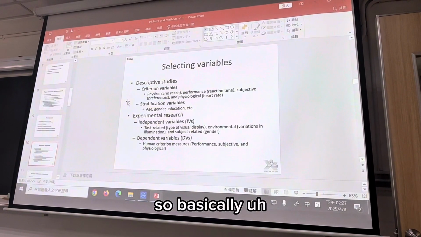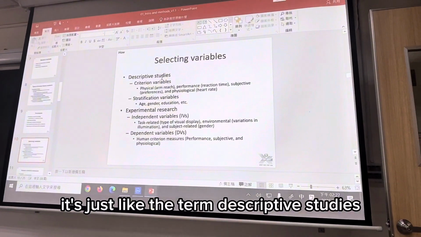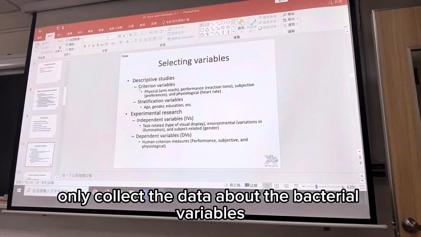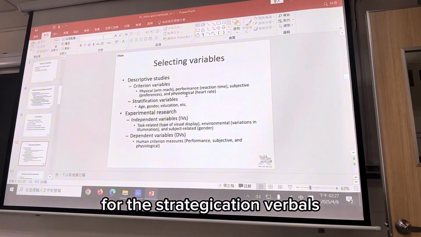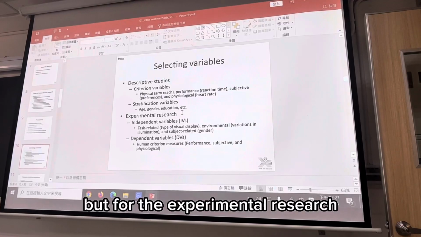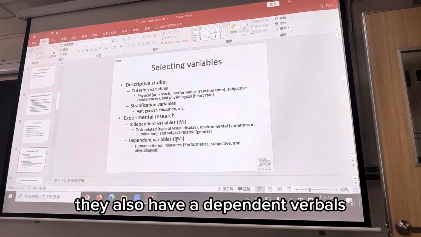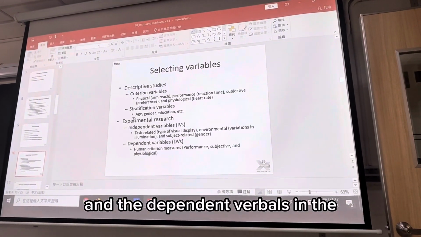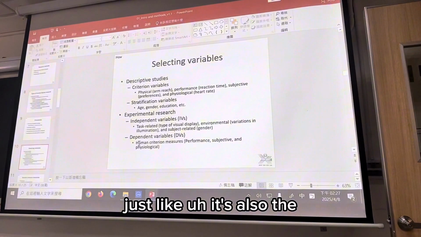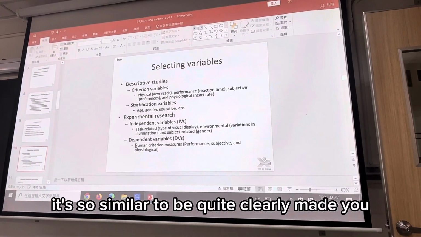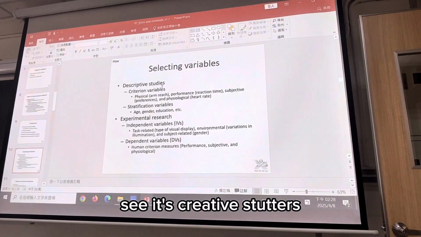So basically, it's just like the term. Descriptive studies only collect the data about the criterion variables or the stratification variables. But for the experimental research, they have independent variables. They also have dependent variables. And the dependent variables in the experimental research are also the human criteria measures, similar to the criteria measures in descriptive studies.